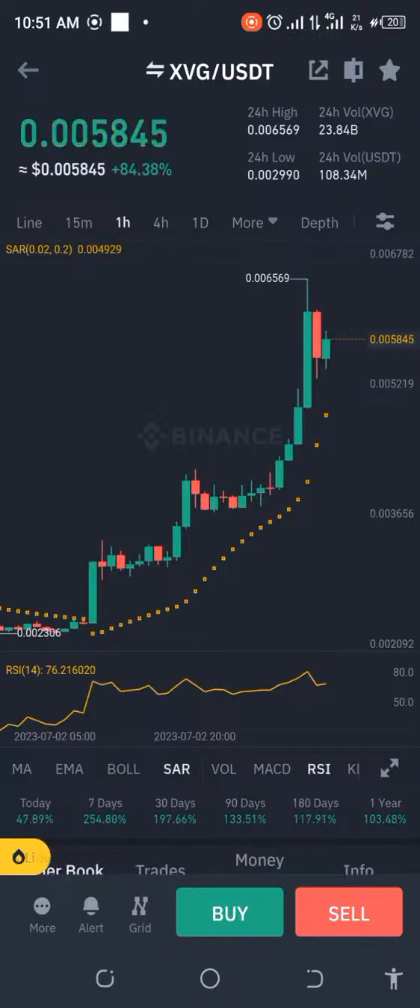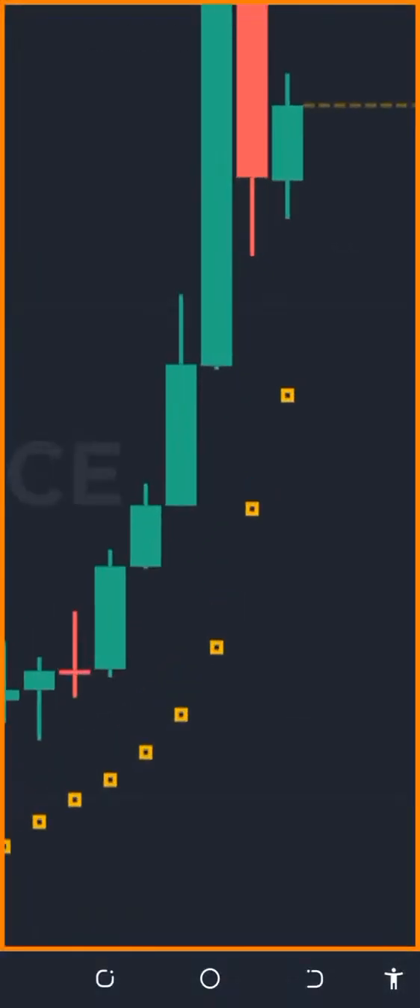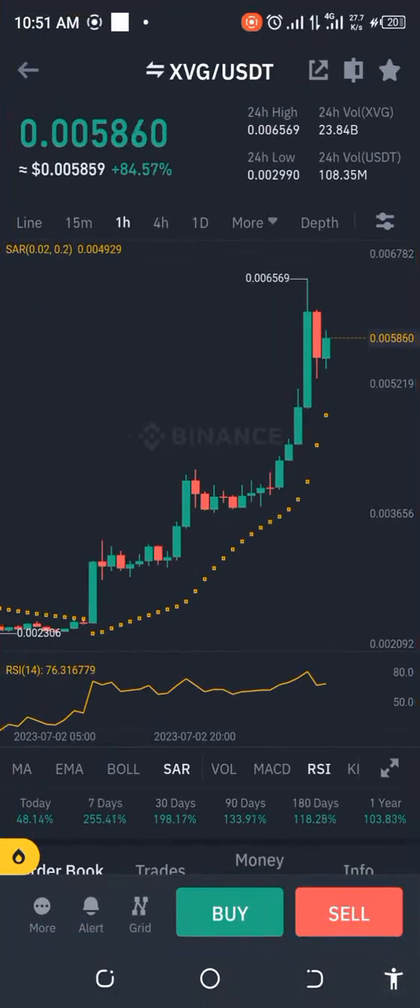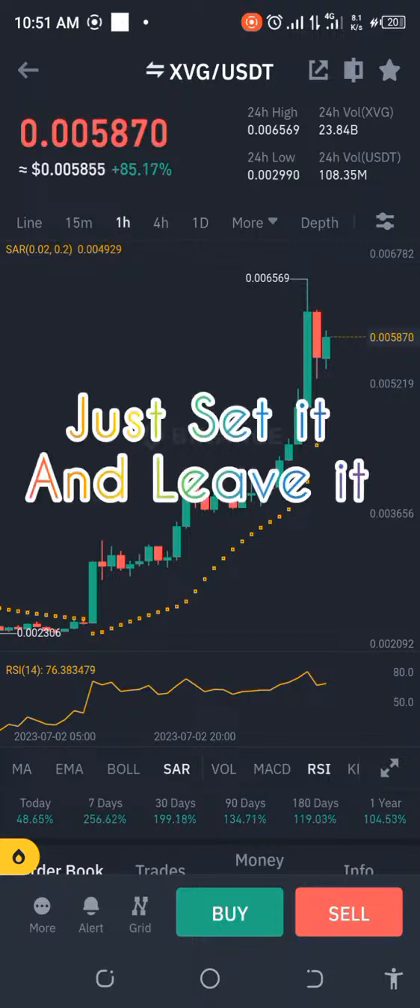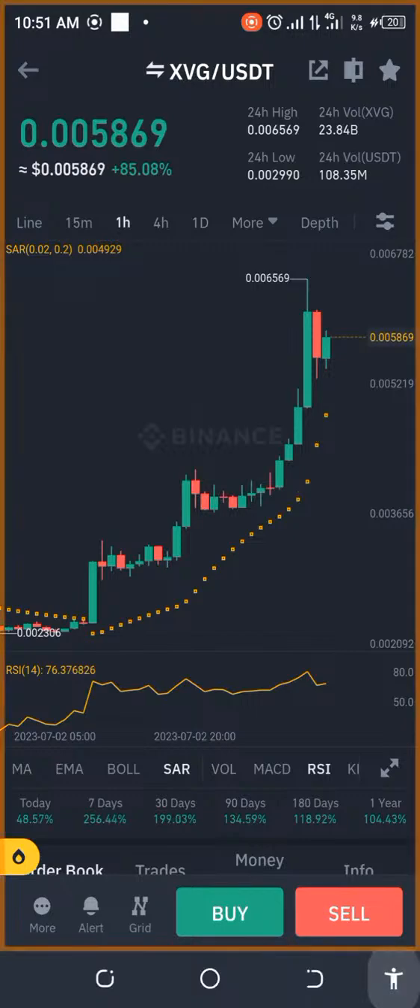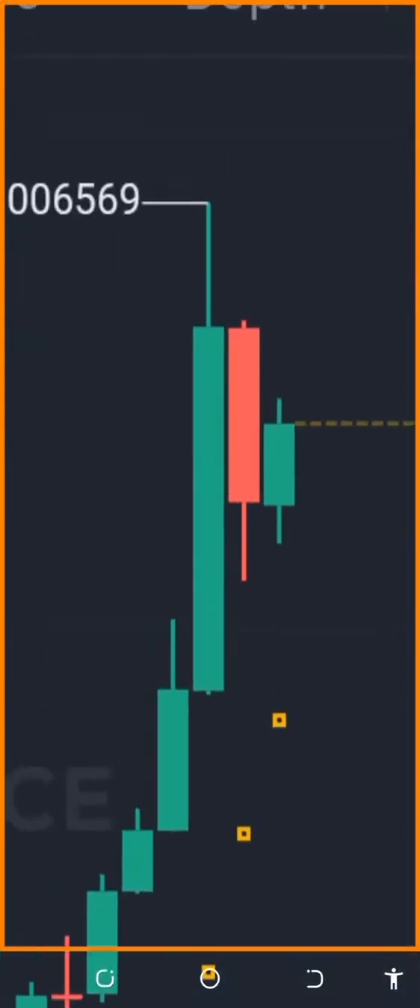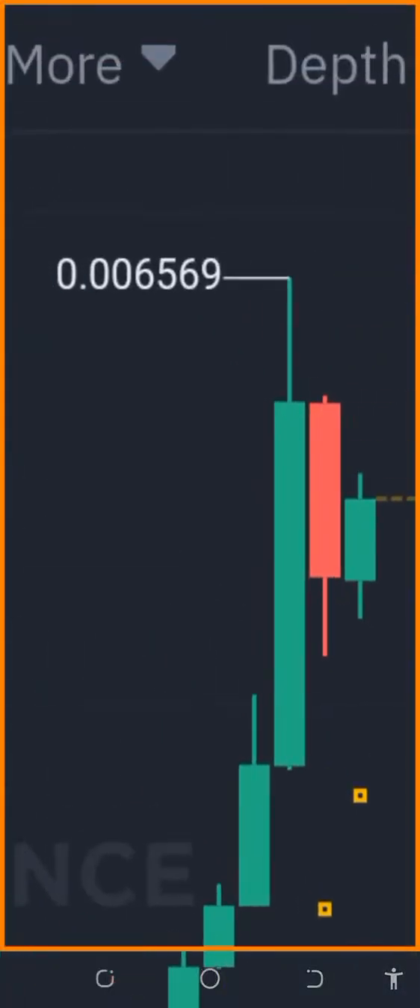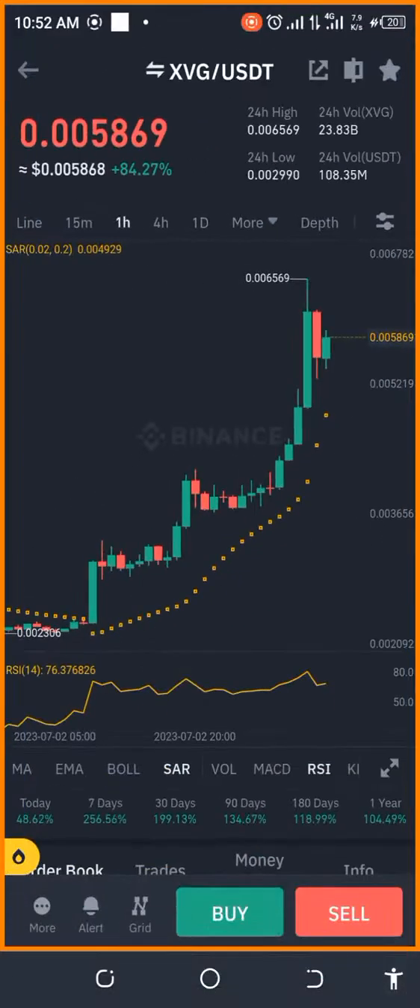Now you can see what happened. This executed a couple of hours ago while I was sleeping. Like I tell you, I love it when I make money while I'm sleeping. Yeah, that's the beauty of trading. Just set it and leave it and go to sleep. All right, so here it is. You can see that it actually ran all the way to 0.0065. Oh my gosh, there was a bull run.